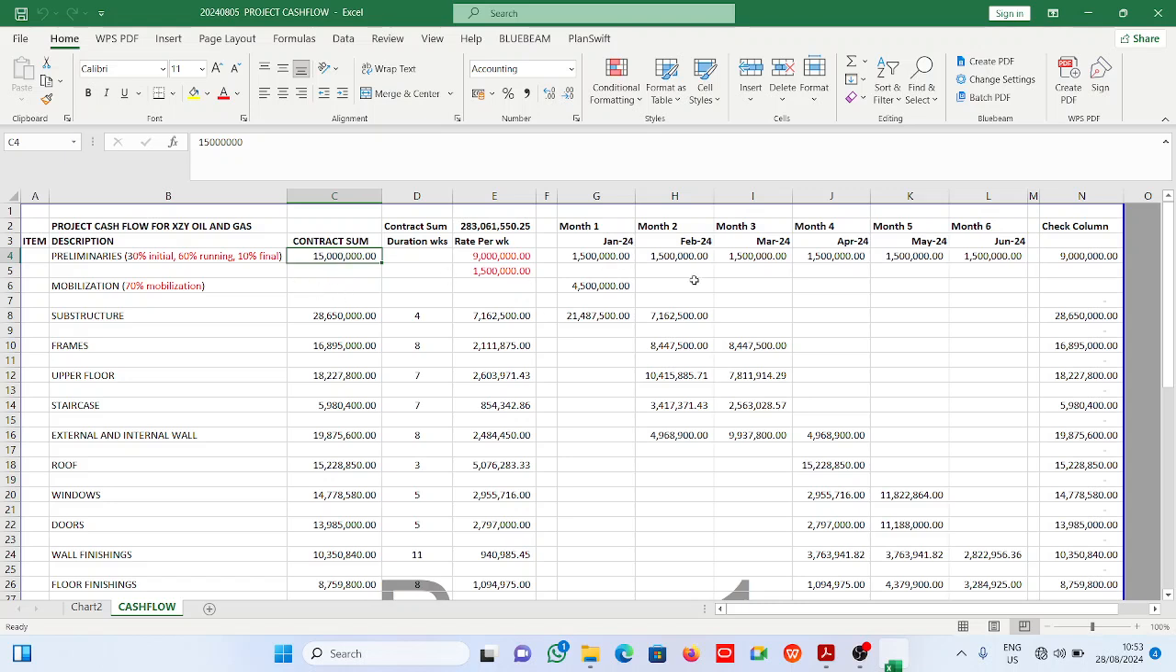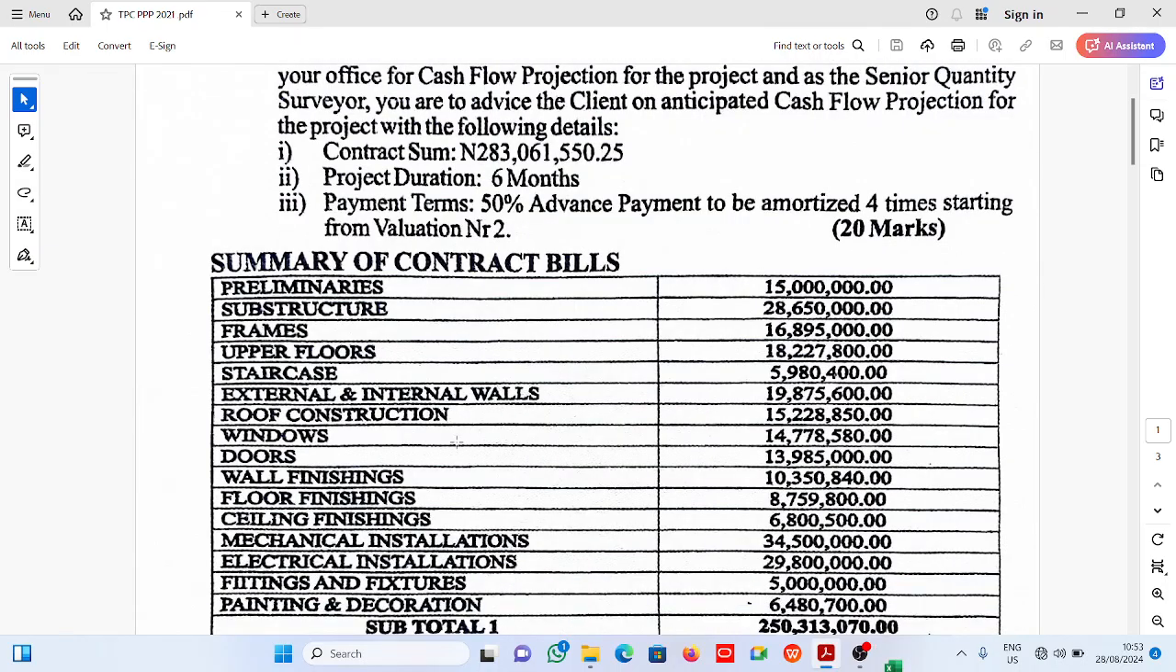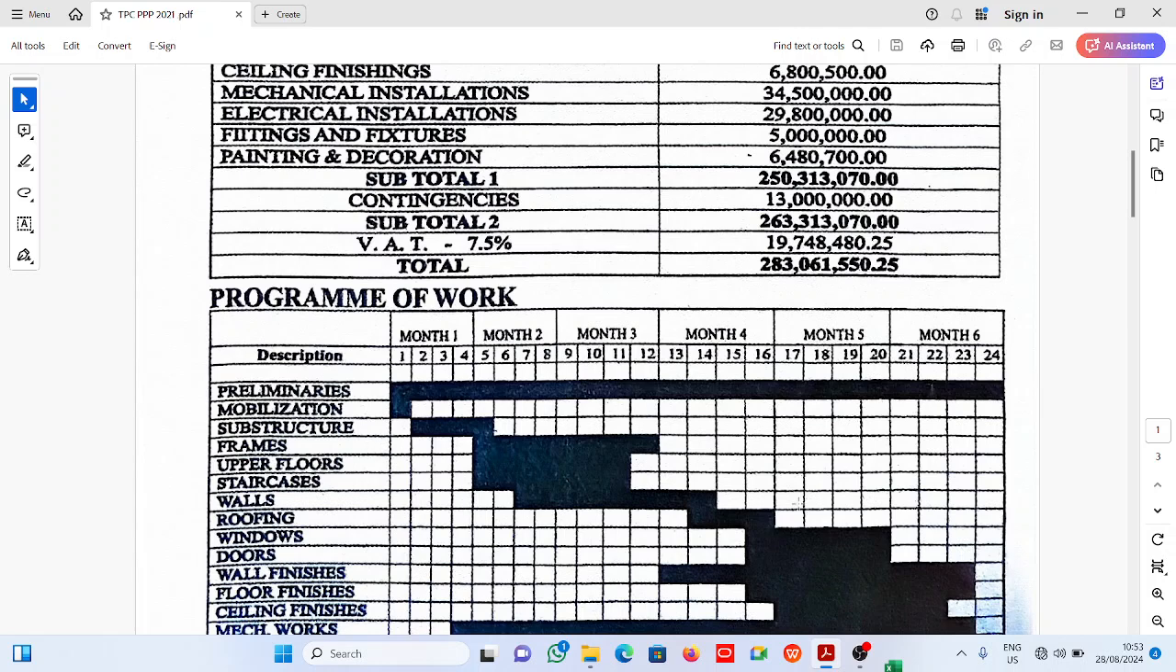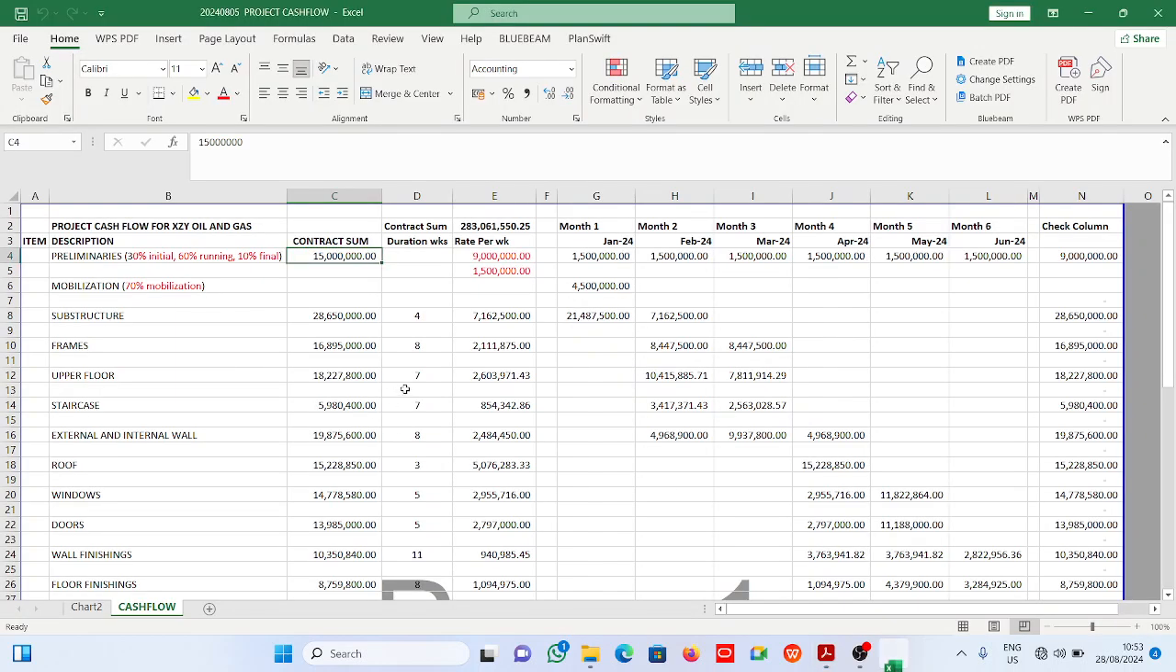Of course, we can't just put 15 million here. It has to be split, because in preliminaries you have mobilization. The contractor has to mobilize to site, and mobilization is different from advance payment. Advance payment is basically for materials for the works. Mobilization is for the contractor to bring in his plant and machineries and workers and everything down to site to commence work. So we're splitting this preliminaries into initial, running, and final.